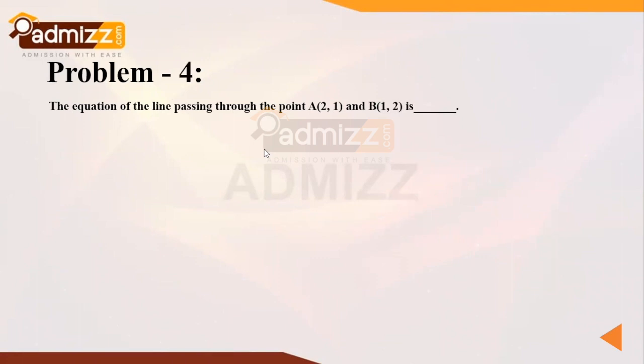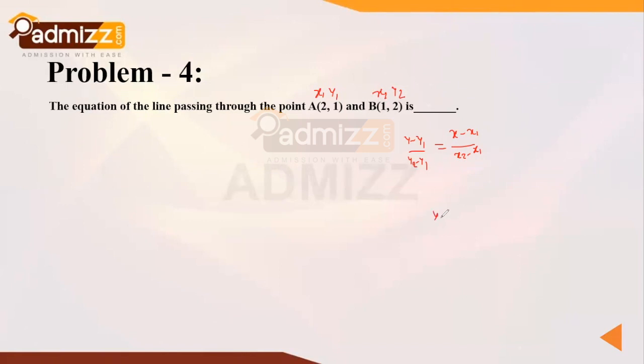Problem 4. The equation of the line passing through two different points, that is (2, 1) and (1, 2). Now it is very easy to simplify. x1, y1 values are provided to you. x2, y2 values are provided to you. Now simple substitution in the formula. Formula is (x minus x1) upon (x2 minus x1) equals (y minus y1) upon (y2 minus y1). Now simply substitute the values of x and y in this formula.